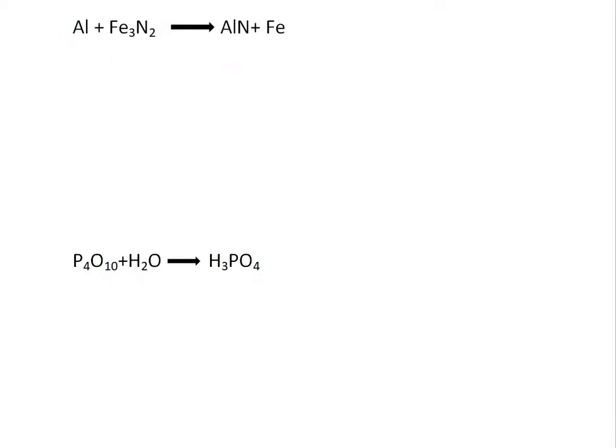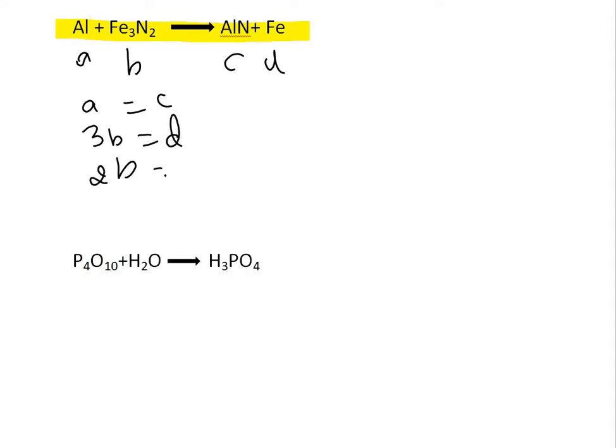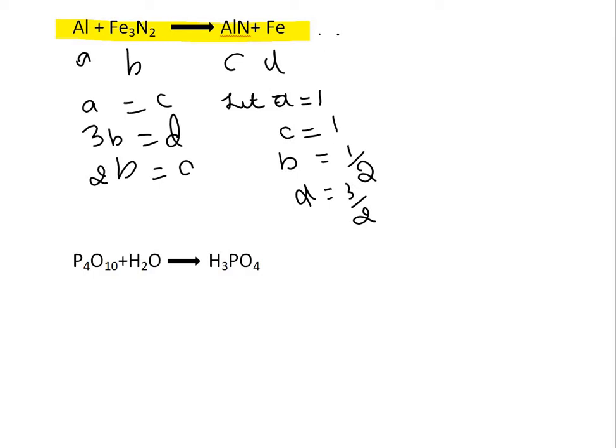That is Al plus Fe3N2 gives rise to AlN plus Fe. For this equation you need to balance it. Just put it as A, B, C and D. So A is equal to C, 3B is equal to D, 2B is equal to C. So these are the three equations. Let A is equal to 1, C is equal to 1, so B is equal to 1 by 2, and D is equal to 3 by 2 you will get.